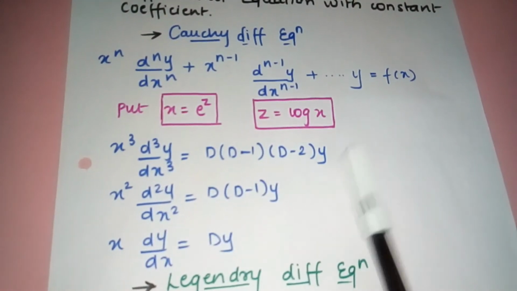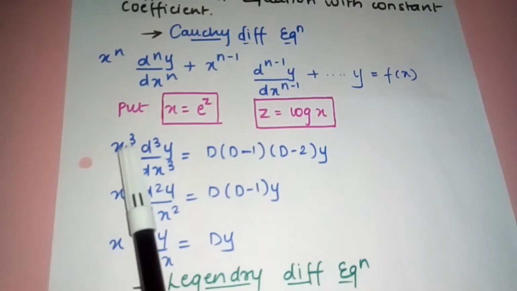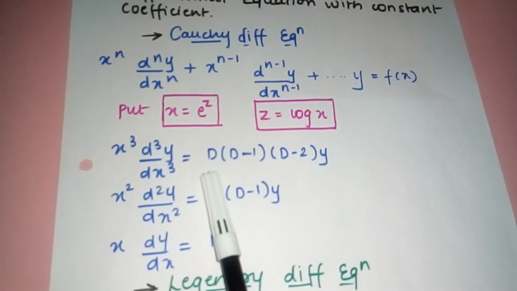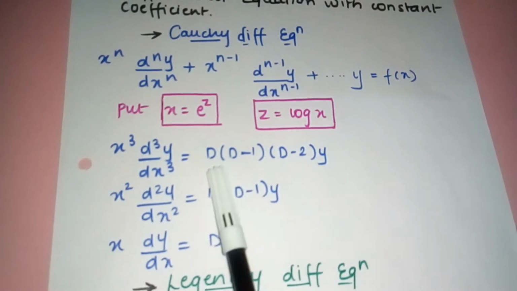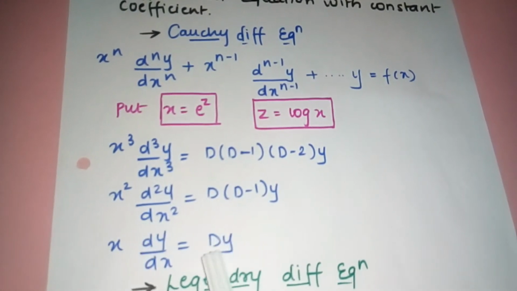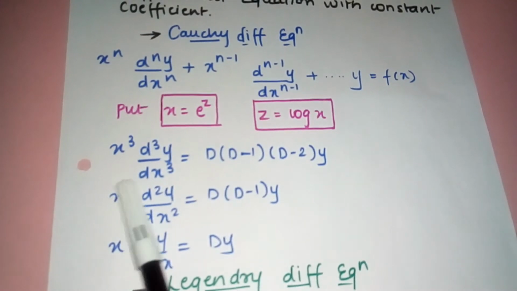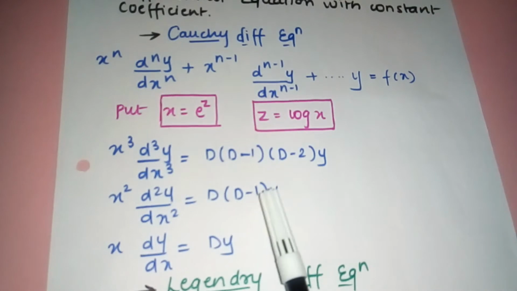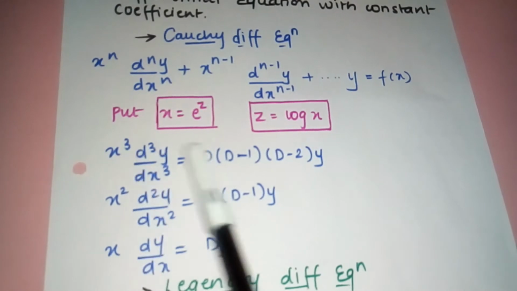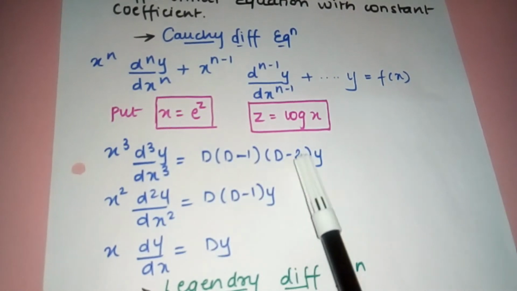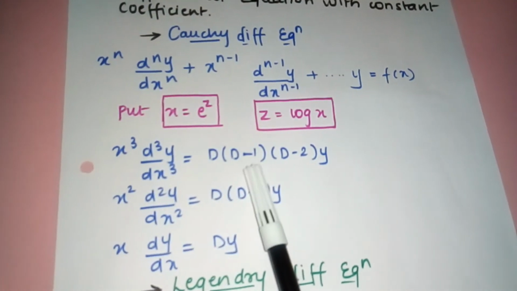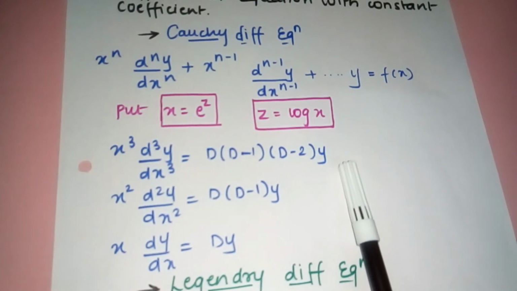While simplifying, if x cube d cube y upon dx cube is there, the way we simplify is we write D. D is for a single term. For example, if there is only x with power 1, then we write Dy. When we have x squared, we write D into D minus 1 y. When we have x cube, we write D into D minus 1 into D minus 2. In the same way, if we have x raised to 4, we write D into D minus 1 into D minus 2 into D minus 3 y. So this is the Cauchy method.